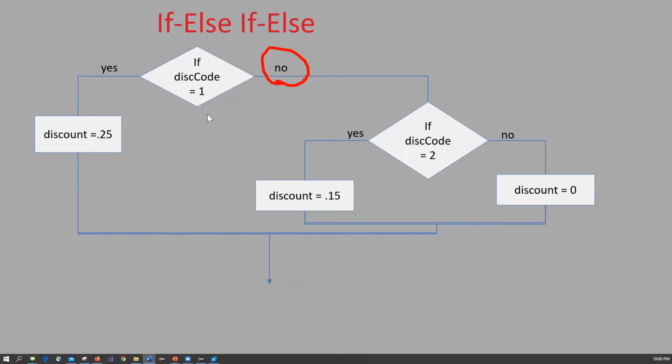If discount code equals 1, if that is false, notice the no. If it's false, then check to see if it's something else, okay? Well, if it's not a 1, then maybe it's a 2. So if it's not a 1, then check to see if it's something else. That is an if, else condition.